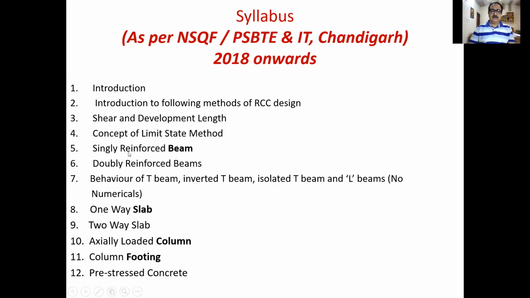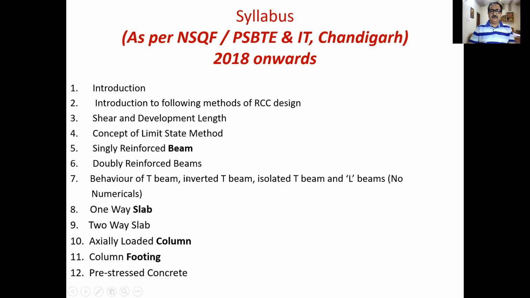Then we will design the singly reinforced beams. Then we will have the chapter on doubly reinforced beams. Seventh chapter will deal with the behavior of T beams, inverted beams, isolated and L beams. And eighth chapter will deal with the one-way slabs. Ninth will be on two-way slabs. 10th chapter will be axially loaded columns. Then we will have column footings. And the last chapter will be on pre-stressed concrete.